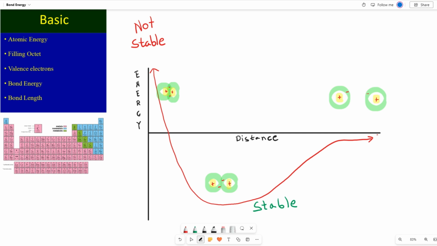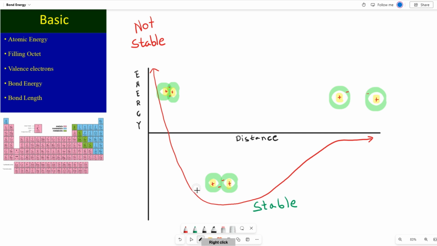But then, once those atoms get pulled towards each other, they reach this magical distance where their electron clouds just start to overlap a little bit. When that happens, you can see the overall energy for these atoms goes way down. This is extremely stable because energy is very low here. So this is the sweet spot for atoms getting near each other and bonding, and we'll take a look at why in a minute. But these are very stable atoms. Their electron clouds are just beginning to overlap and they are very low in energy.